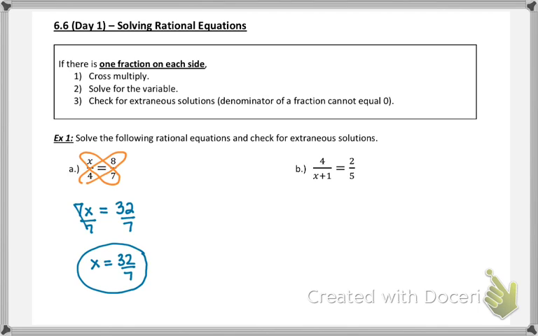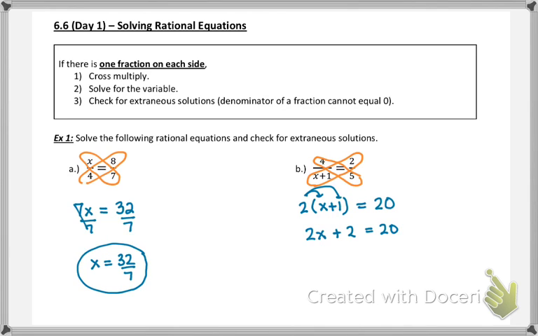Okay, second case, the exact same thing. We have one fraction on each side. We're going to cross multiply. And when you cross multiply the 2, you just have to be careful to distribute. So it's 2 times x plus 1. You're multiplying the 2 to the x and the 1 equals 4 times 5, which is 20. So distribute the 2: 2x plus 2 equals 20.